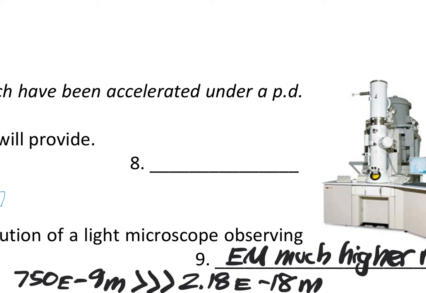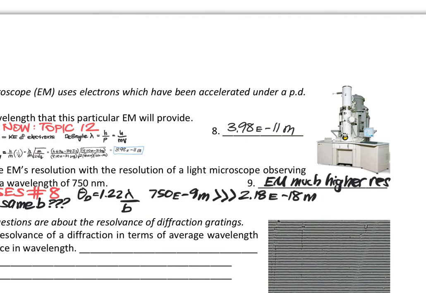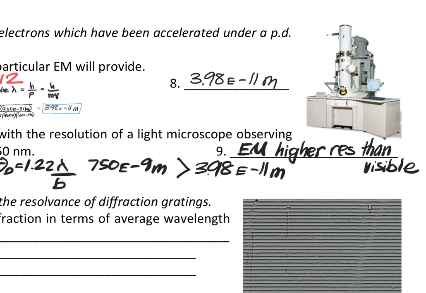So let's fix that. We'll put in 3.98 times 10 to the negative 11 meters. And still, visible light is a longer wavelength than that de Broglie wavelength of the electron. So yeah, there you go. 750 times 10 to the negative 9 is much bigger than 3.98 times 10 to the negative 11. So, anyway.